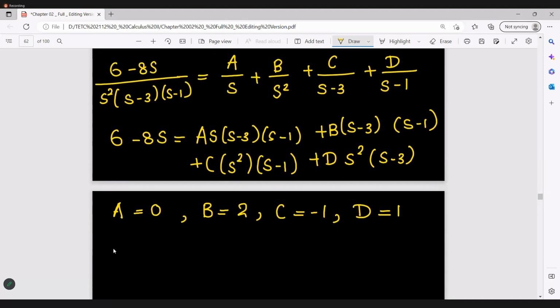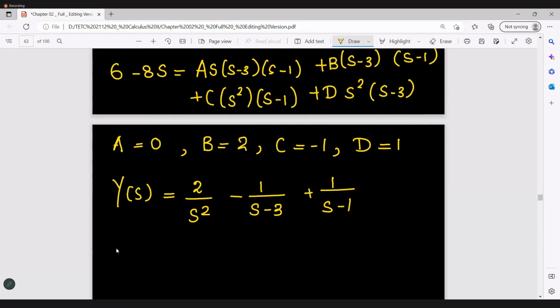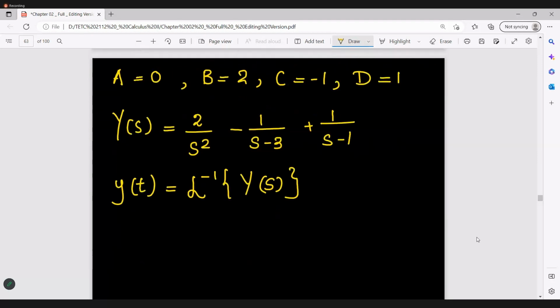So then we can write capital Y of s is equal to, since a is equal to 0, we can omit this part, 2 over s squared minus 1 over s minus 3 plus 1 over s minus 1. So to find small y of t, that means the answer of this given differential equation, we need to consider the inverse Laplace transform of this capital Y of s.